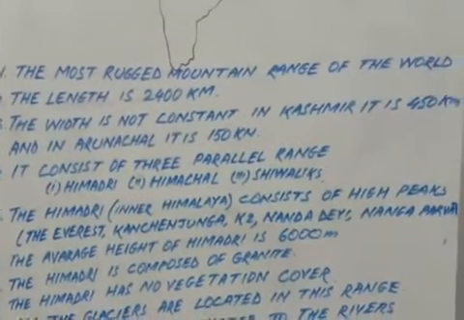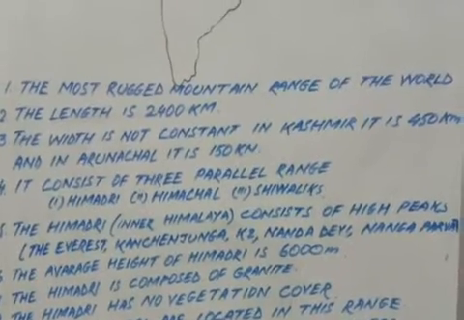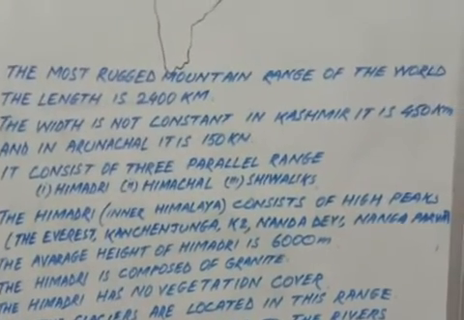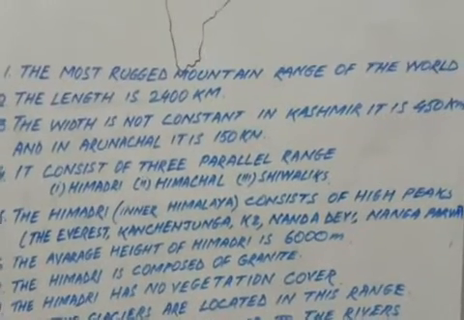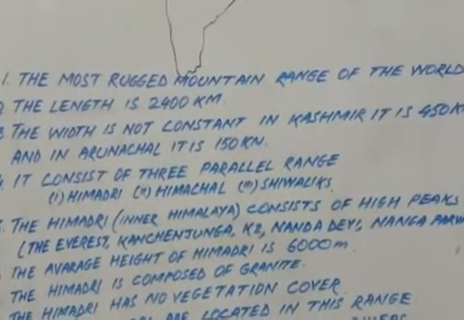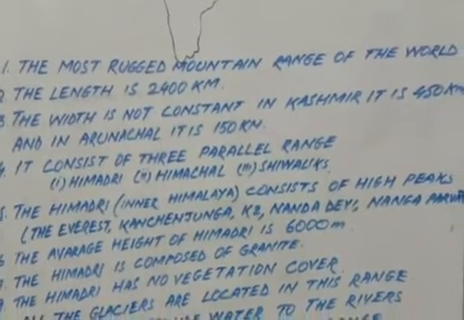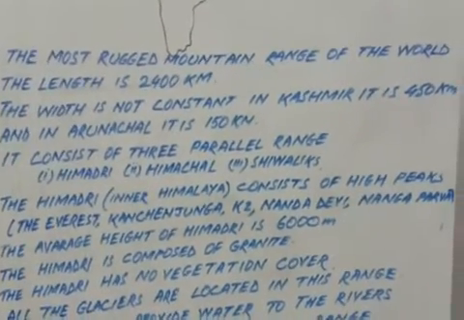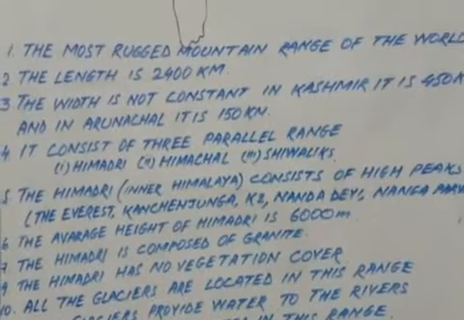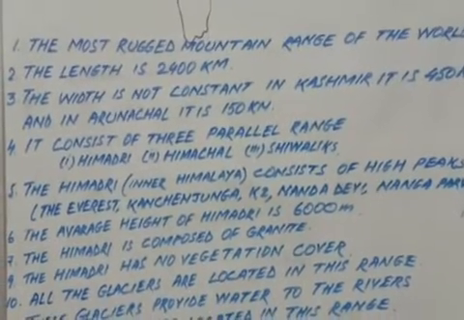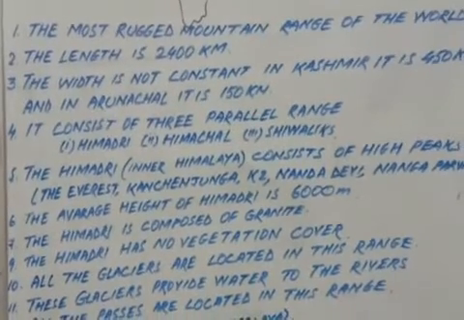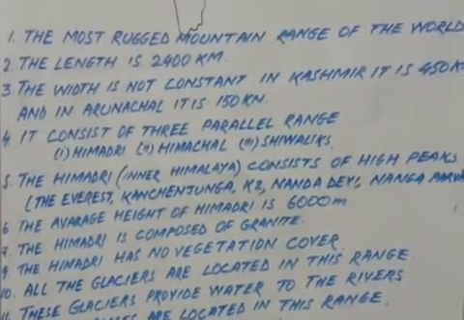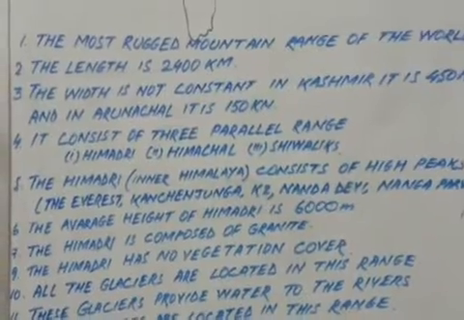It consists of high peaks. Most of the high peaks are located in Himadri, and the peaks are Everest, Kanchenjunga, K2. K2 is also known as Godwin Austen. Then Nanda Devi, Nanga Parbat. All these are in this range. The average height of Himadri is 6,000 meters.